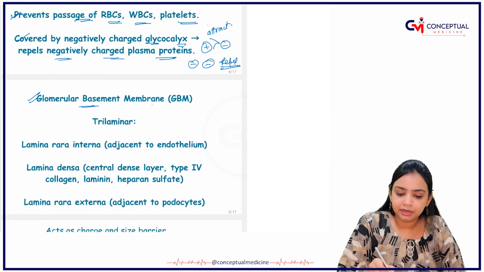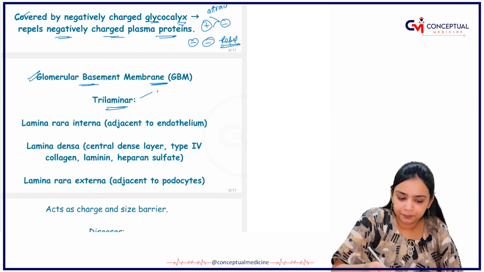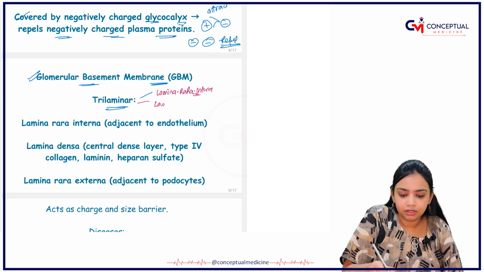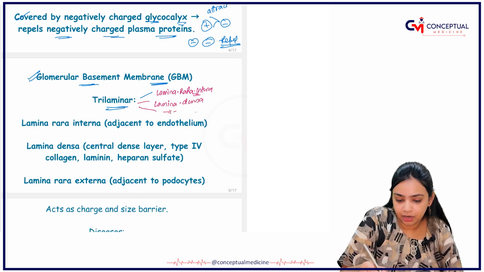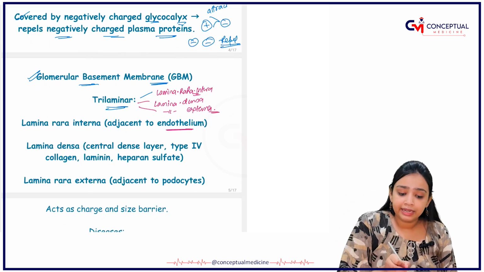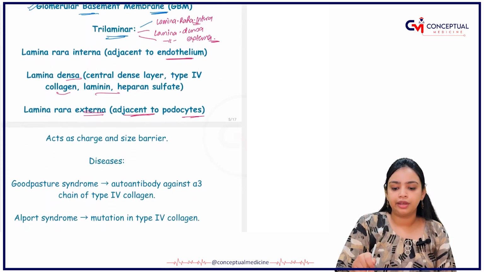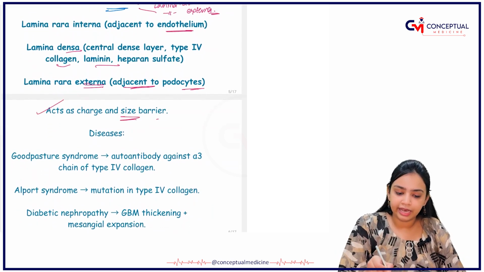Then you have the glomerular basement membrane. It is trilaminar. It has layers. The first layer is your lamina rara interna. Interna is the inner one. Then you have the lamina densa. Densa is the middle one, and then you have the lamina rara externa. So interna is adjacent to the endothelium, densa is adjacent to the collagen and laminin, and externa is adjacent to the podocytes. Podocytes are for the movement of the cells. Okay, they act as charge and size barriers.